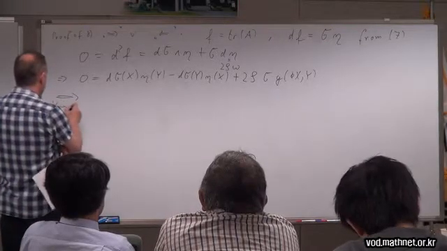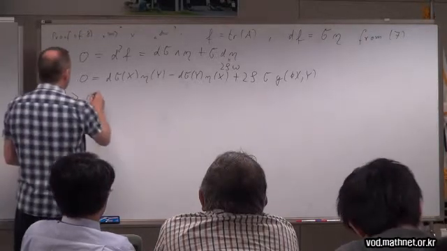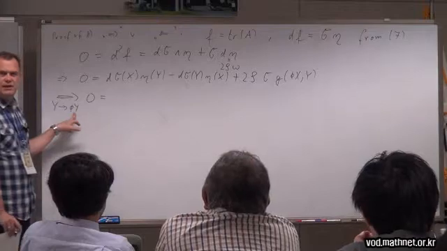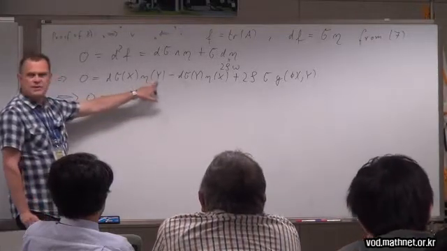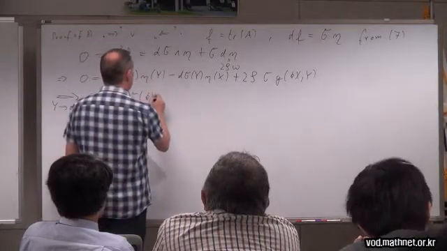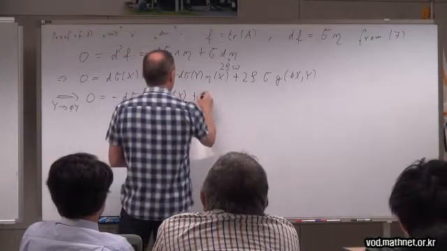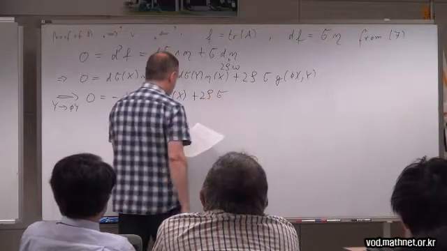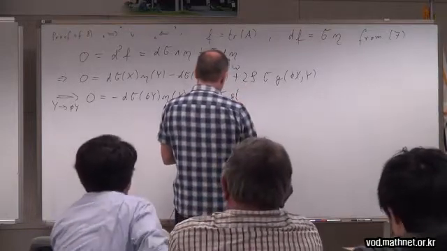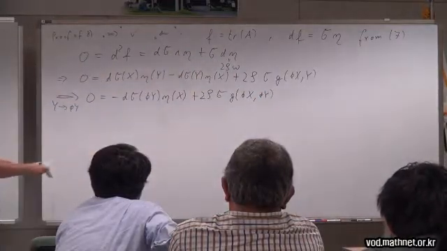Now we replace y by phi y in this equation. What do we get? Phi y is in the contact distribution, doesn't matter where we take it from, so this vanishes. So we are left with minus d sigma of phi y times eta of x plus 2 rho sigma, and then we've got g of phi x and then phi y.